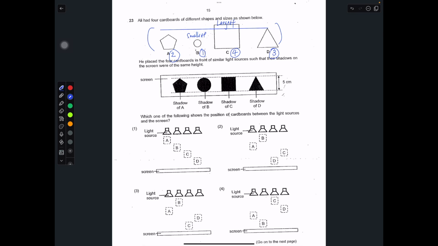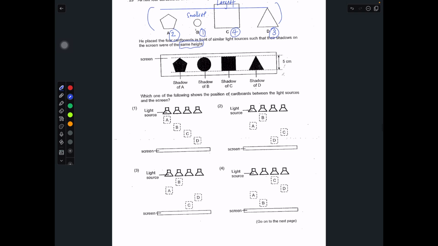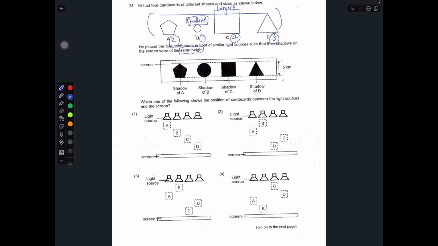So I put these numbers for a reason. He placed 4 cardboard in front of the light source such that their shadows were of the same height. So they are telling you the shadows are now of the same height. It seems like the size of the object doesn't matter anymore. It must be that the distance from the light source is playing a role or factor. So the smallest one has the same shadow as the largest object, which means this one must be the nearest to the light source, and this one must be the furthest, in order for them to have the same shadow size.